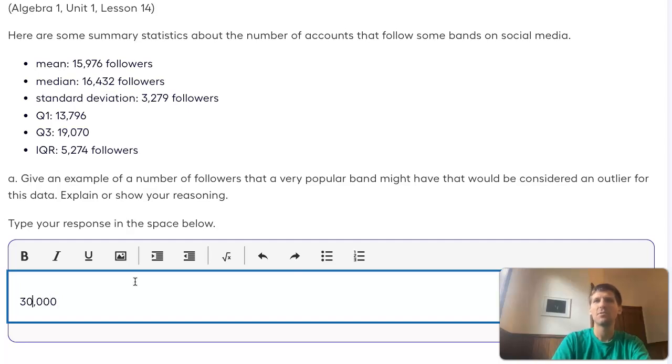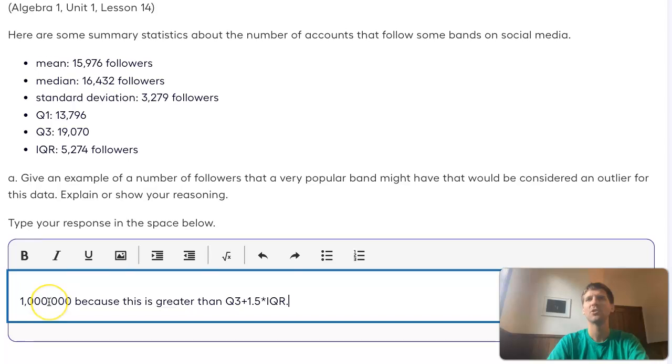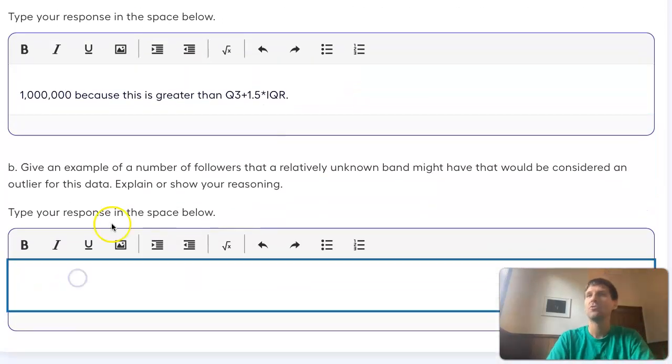So if a band has 30,000, some people might say, what if they have 1 million followers? Well, that's definitely an outlier. And again, I could say because this is greater than the third quartile plus 1.5 times the IQR. I think that's enough. I could get the calculation, but I've chosen such a ridiculous number. Of course it's greater.